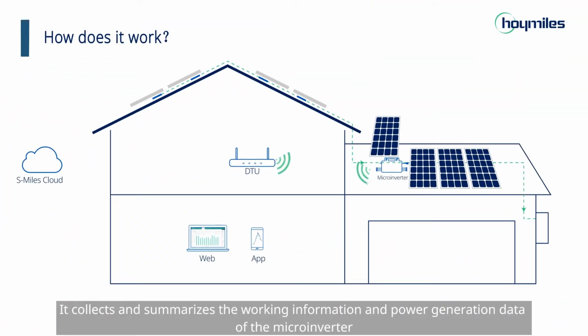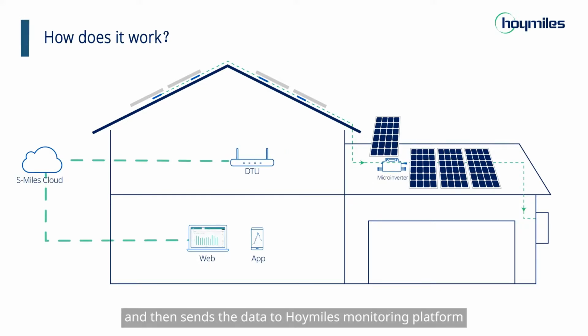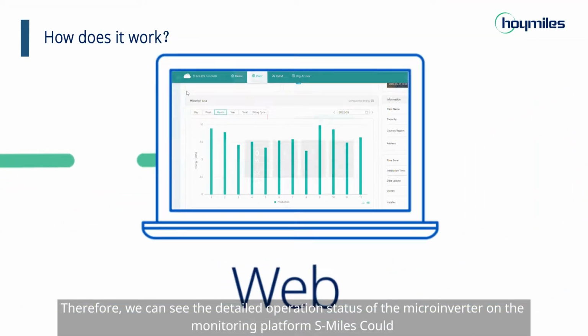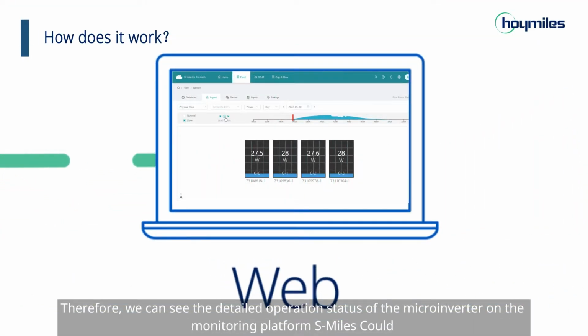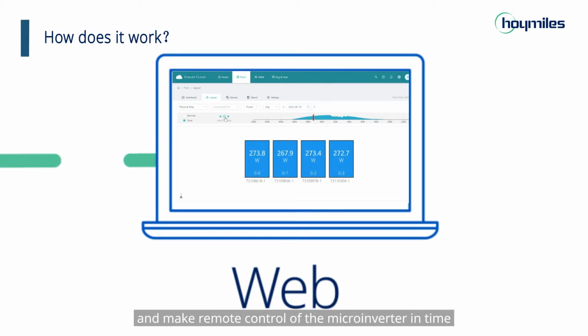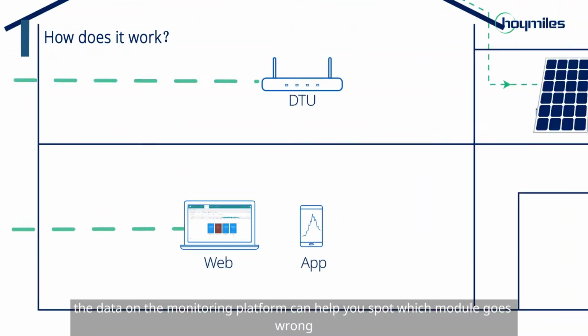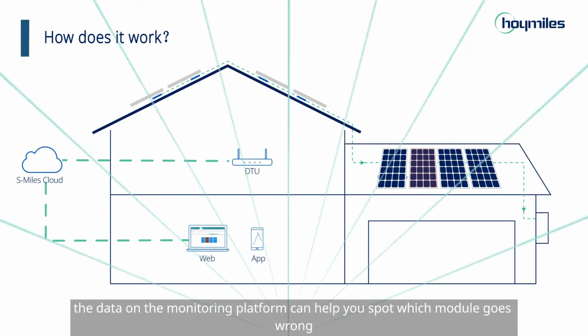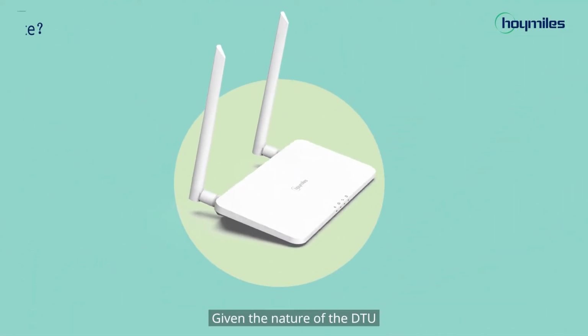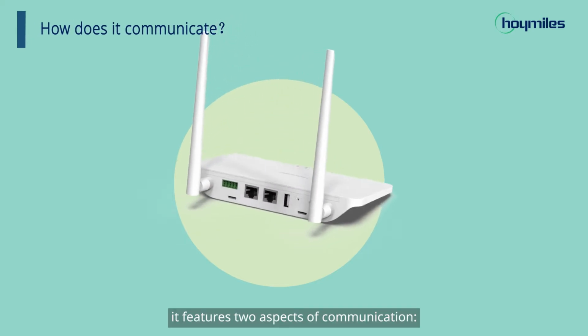It collects and summarizes the working information and power generation data of the microinverter, and then sends the data to Hoymiles monitoring platform. Therefore, we can see the detailed operation status of the microinverter on the monitoring platform Miles Cloud, and make remote control of the microinverter in time. In addition, in case the system fails, the data on the monitoring platform can help you spot which module goes wrong. Given the nature of the DTU, it features two aspects of communication.